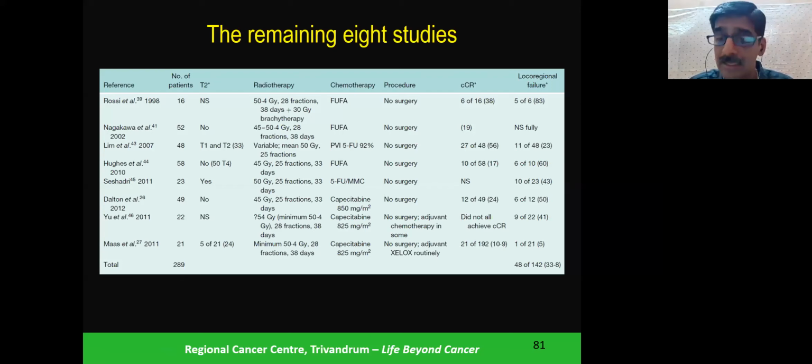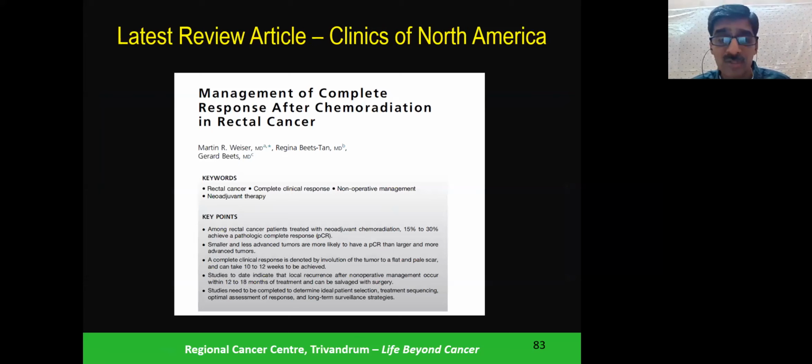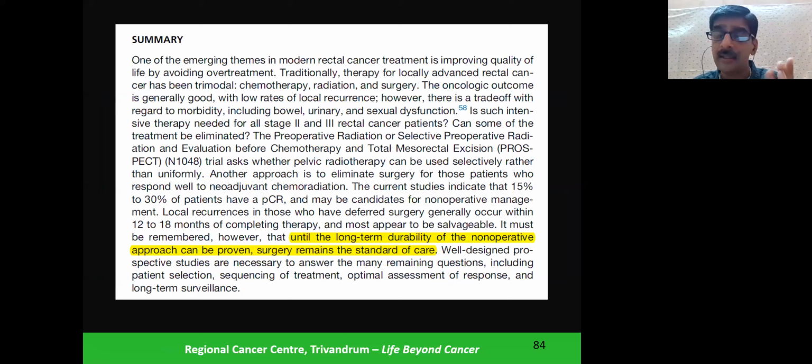So today, if you ask me what is the final take-home message on that, I would say that this is a review article published recently on non-operative management. They say that until long-term results are available, non-operative approach is not proven beyond doubt. Surgery should be the standard of care. But at least in a small subset of patients who have responded excellently and the post-chemo radiotherapy biopsy is negative and the patient is reluctant to come for a surgery or doesn't want surgery and the sphincters are in question, APR patients, you can give an option depending upon your institute policy.